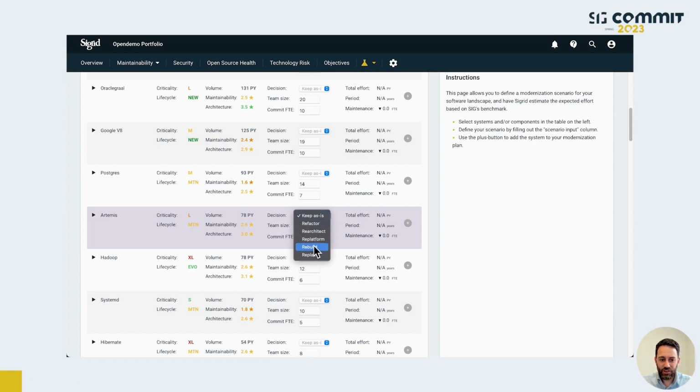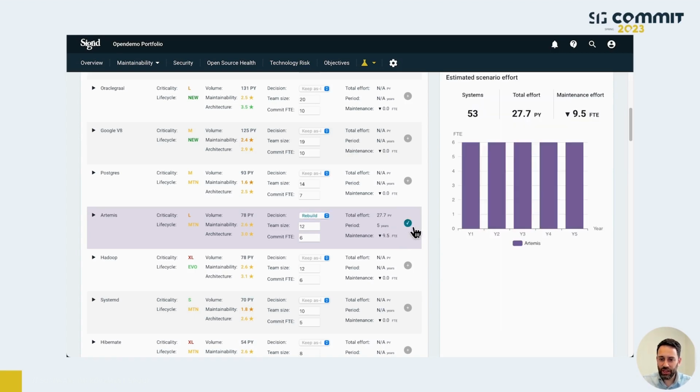In this case, Vidya chose that for Artemis, we actually want to rebuild this. When I click on that, you can see that the total effort is computed. It's roughly 30 person years, and with the current team commit, this will take around 5 years. When we load this up into our planner, we can see this visually. But we also know that there are actually more people working on this particular project.